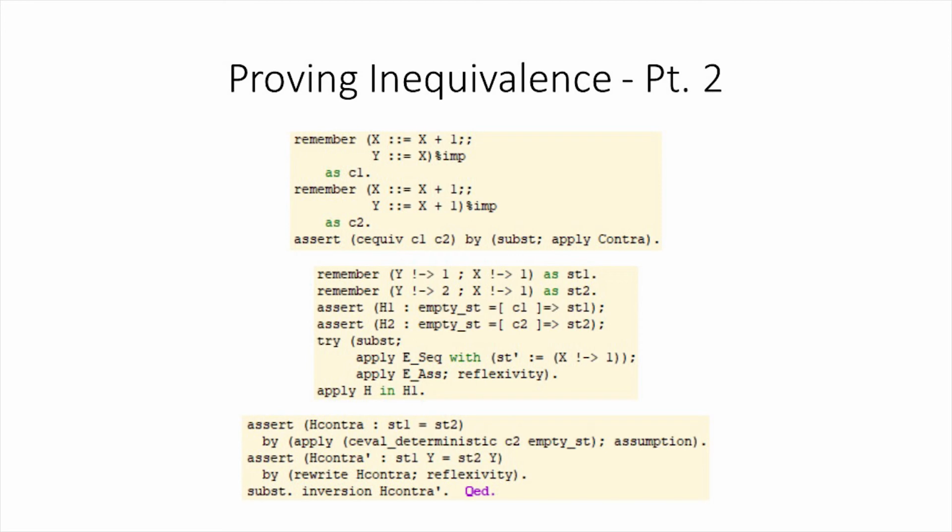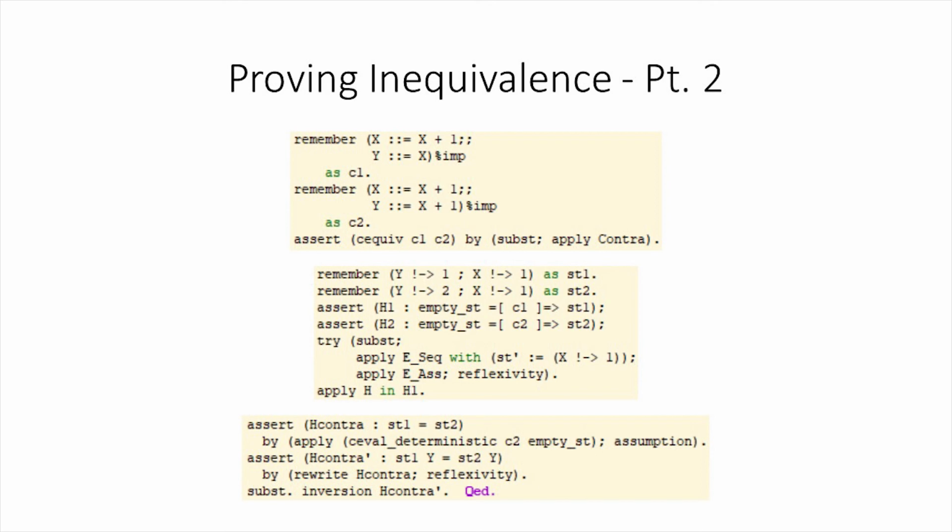Below these remembers, we have the assertion of command equivalence between C1 and C2 via substitution, and this is what we're going to show to be not true. So we have further remembers where y is mapped to 1, x is mapped to 1 as well in statement 1, and then in statement 2 we have remember y is mapped to 2, x is mapped to 1. Finally, we have assertions where we're trying to show that command 1 produces state 1 and that command 2 produces state 2, and we want to prove this via substitution.